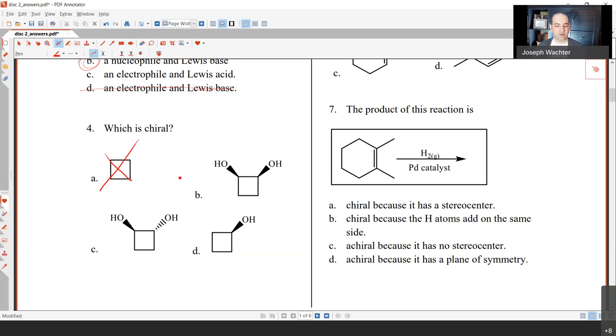So it's C. C is chiral, and the reason for that is that B and D, well, okay, so let's go with B first. B has two stereocenters, but it's a meso compound because it's symmetrical around the middle, so it has that bilateral symmetry.